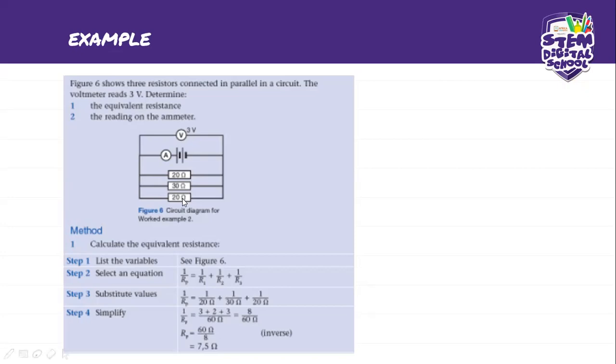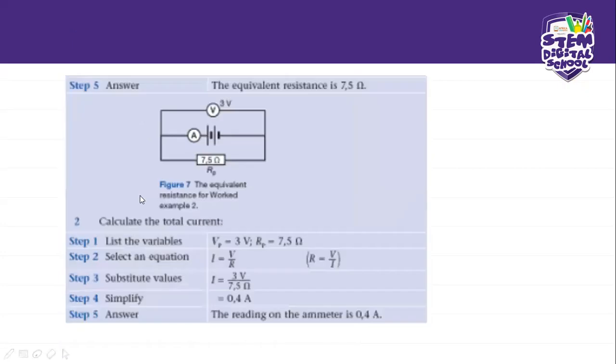So now we need the reading on the ammeter. Remember, it's a current divider. So now we're going to look for the current, not the voltage. VP is going to be 3 volts and RP is going to be 7.5. So we're going to select the equation. Now we're looking for current. So we're going to substitute the values. It's going to be 3 volts divided by 7.5 ohms. This is going to be 0.4 amps. So the reading on the ammeter is 0.4 amps.